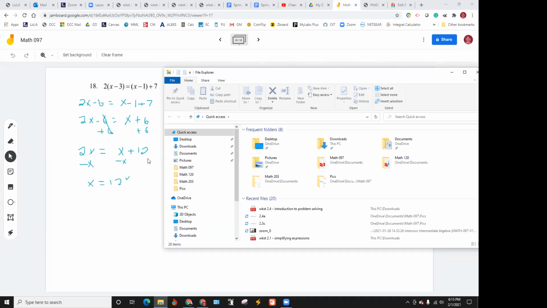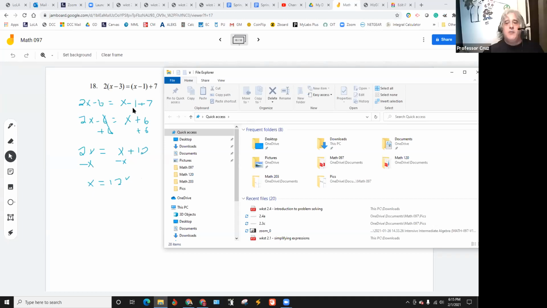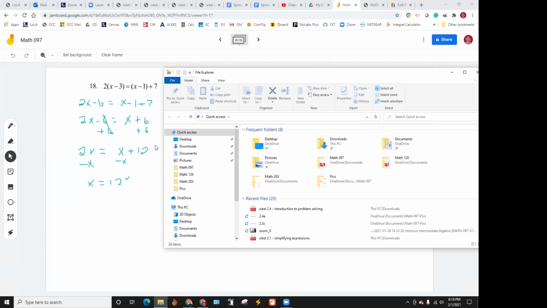Mr. Cruz. Okay, so why did you get rid of that -1 at the beginning? I didn't get rid of it. Look, -1 and 7, these are both like terms. So what's -1 plus 7? Gotcha. Those are like terms.